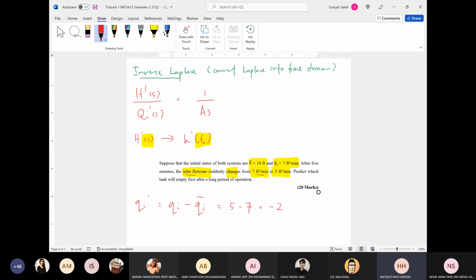So here we want to make sure the h prime can be changed into the h prime t. So this indicates that your equation here, if we try to rearrange it, H prime S equal to 1 over AS multiplied with the QI prime S. So in this case, based on the deviation form, you have the small letter qi prime, where the small letter here represents the negative 2.